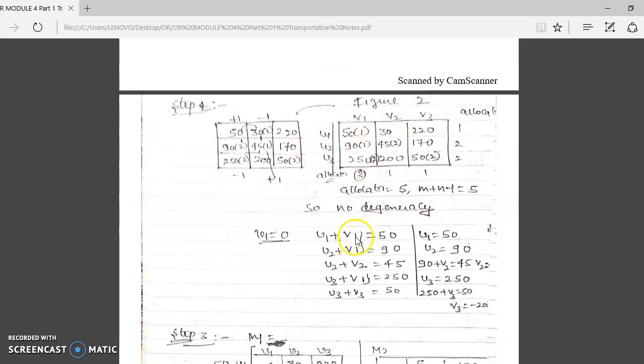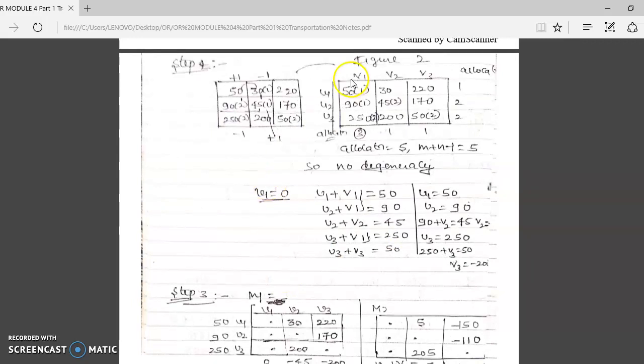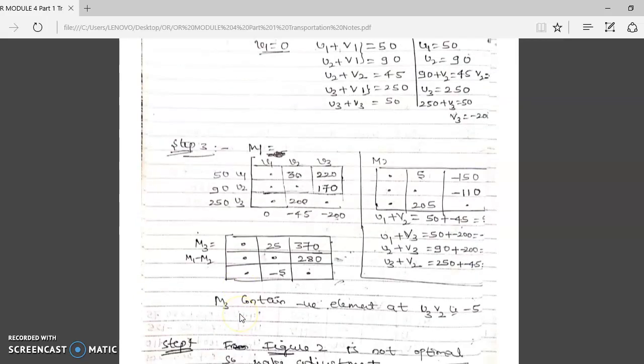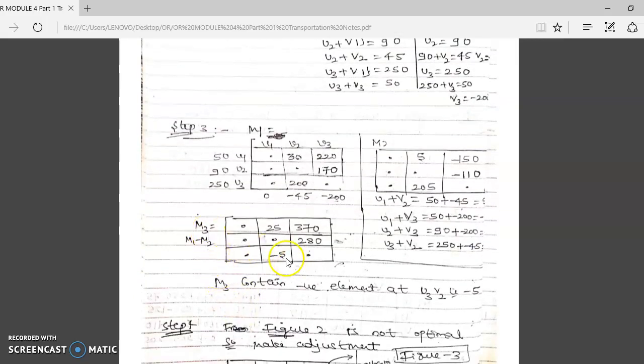Again perform u1, v1 and all. Then u1 plus v1 is 50. Similarly, you have to find the allocation. Assign one row as 0. Calculate it. Okay, then again you get m1, m2, m3. Again we got in the m3 matrix one negative value, so we can't stop the iteration.